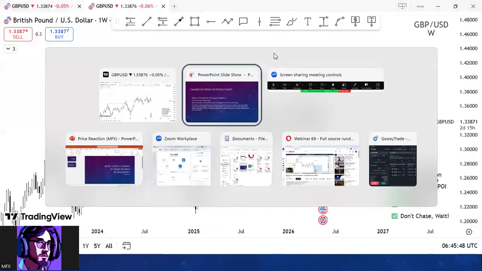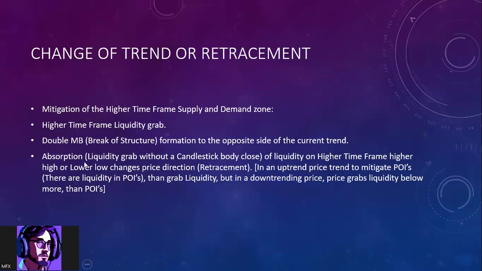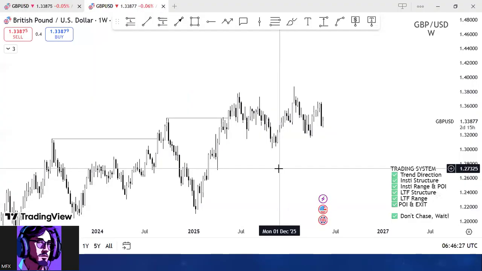That's that. So the next we have is absorption, which says liquidity without a candle body close of liquidity on higher time frame, higher highs or lower lows changes price direction, which causes retracement. An uptrending price tends to mitigate POIs. Okay, forget about this, but this is the most important thing. Absorption, which is liquidity gap without a candlestick body close, also changes or retraces price.